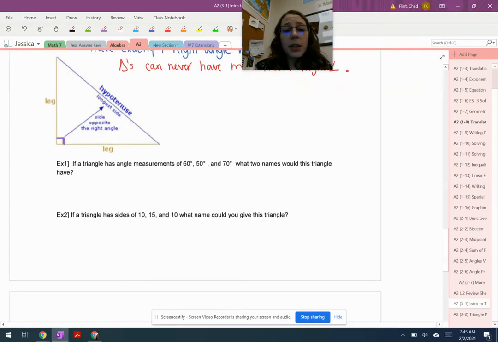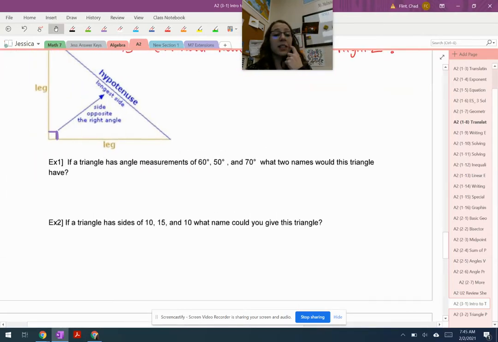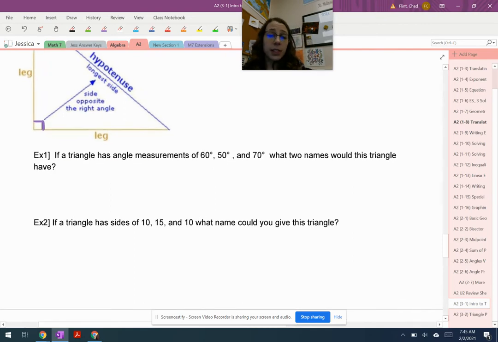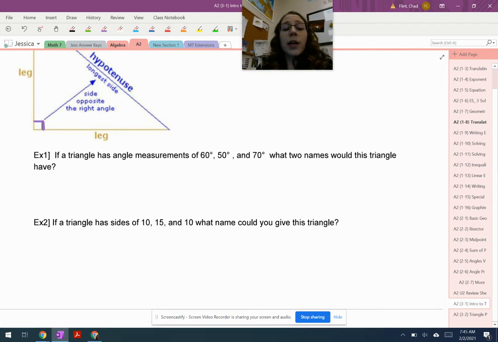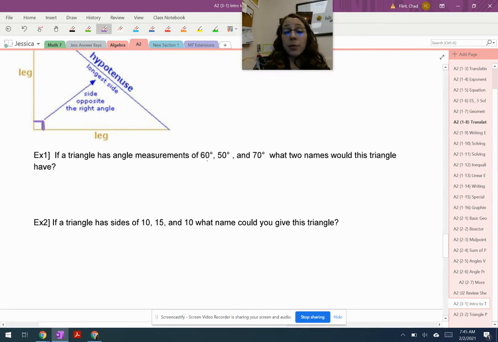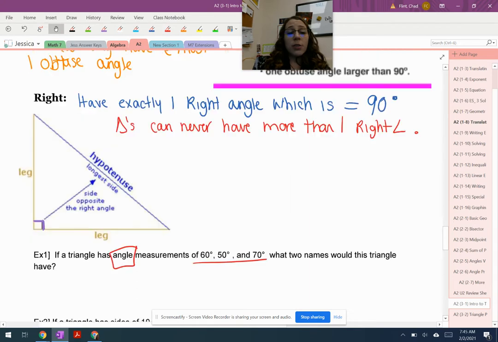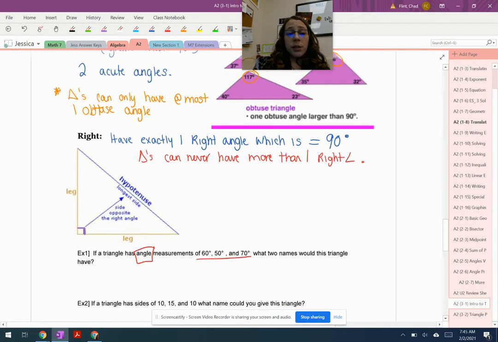All right, we're going to take a look at these two examples to finish off this lesson here. So example 1, if a triangle has angle measurements of 60 degrees, 50 degrees, and 70 degrees, what two names would this triangle have? Okay, so I'm starting off with angles. We have angle measurements. What two names? So let's scroll up and let's start with the angles.